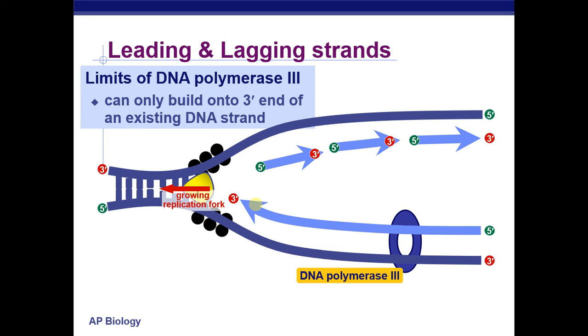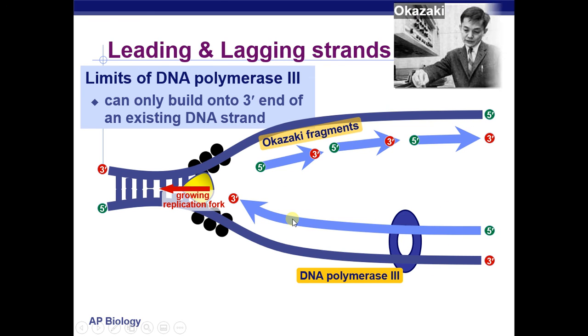So, like I said, DNA polymerase 3 can only build onto the 3' end of an existing DNA strand. It goes from 5' to 3'. And so this lagging strand develops what we call Okazaki fragments. Here's Dr. Okazaki who discovered them. And those are those segments where the polymerase had to pick up and start again, each interspersed with an RNA primer.